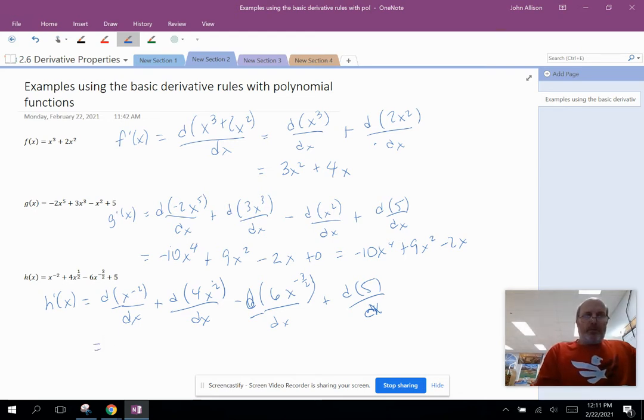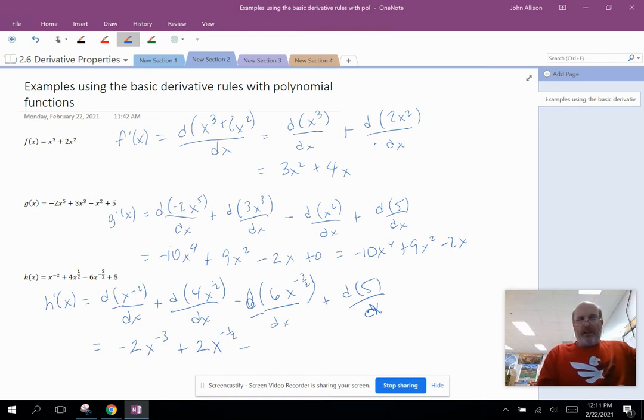This works exactly the same way. We bring the exponent outside and multiply, and then drop the power by 1. So this becomes negative 2x to the negative 3, plus bring the power outside, 1/2 times 4 is 2, plus 2x to the negative 1/2, and we subtract 1 from the power.